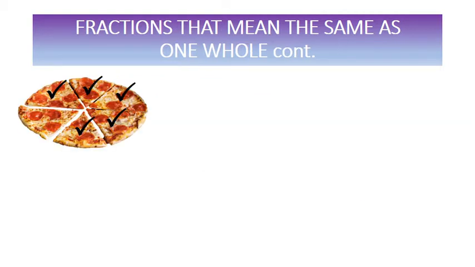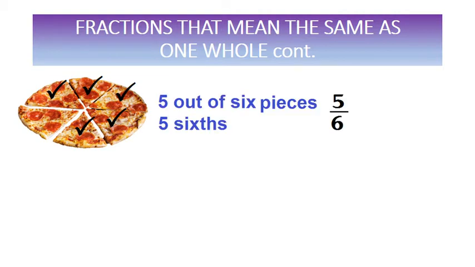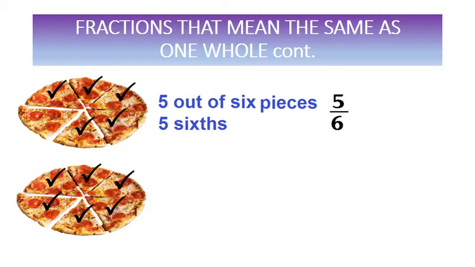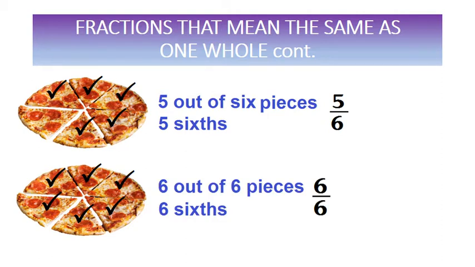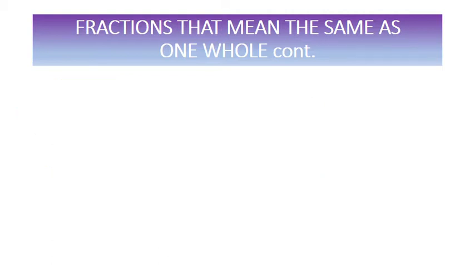Some more examples. Here we've got a pizza, and I've ticked the ones that are being eaten, so that's 5 out of 6 pieces have been eaten, which is the same as 5/6. Well, if we were to eat that whole pizza, we would need to eat 6 out of 6 pieces, or 6/6, which looks like that. So that fraction represents the one whole pizza in this case. So hopefully you've noticed the pattern here.